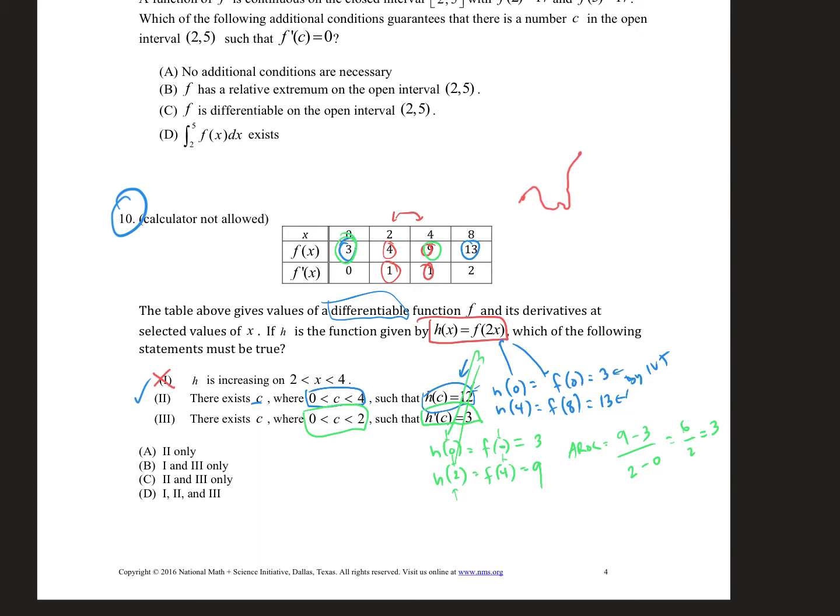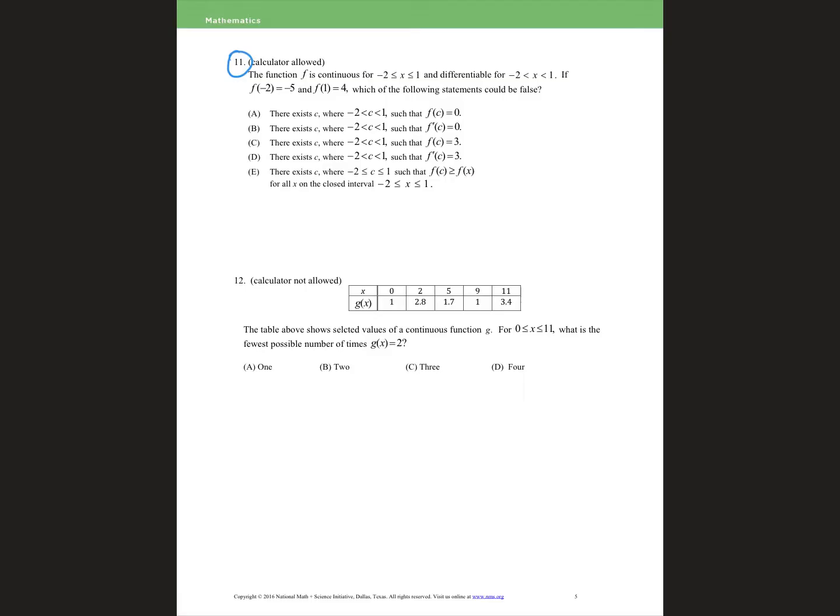And notice the problem did say that it's differentiable, right? So when this is differentiable, by the way, h, when you compose differentiable functions, it's also differentiable. The mean value theorem guarantees that at some point the AROC would equal the IROC. So this is true by the mean value theorem. So 2 and 3 are the ones that are guaranteed. All right, and number 11.